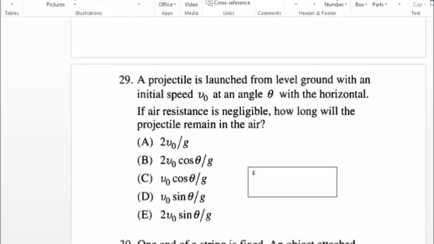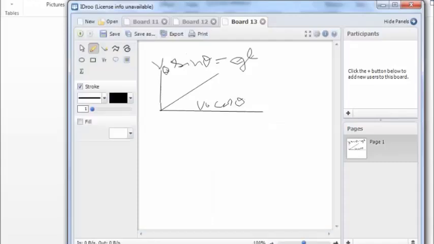A projectile is launched from a level ground with an initial speed v0 at an angle theta with the horizontal. If air resistance is negligible, how long will the projectile remain in the air? So here, when the projectile is launched from a level ground, we have a situation like this. The projectile is launched at an angle theta, so the vertical component is v0 sin theta and the horizontal component is v0 cos theta.